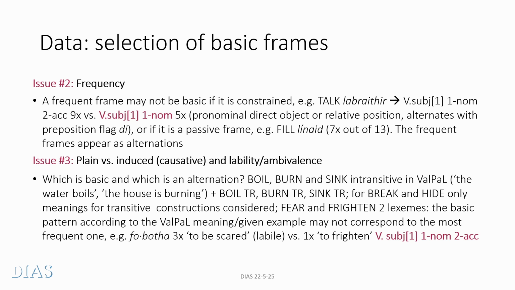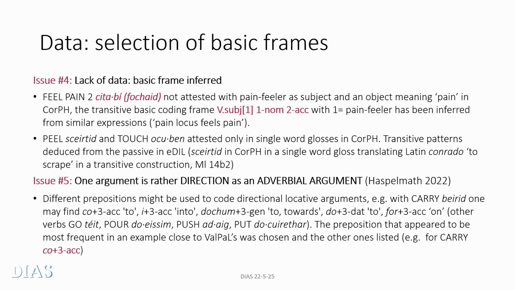Phobotha occurs most frequently as an intransitive, but since it was chosen as the counterpart for frightened, the transitive construction was chosen. Sometimes the basic frame had to be inferred from a construction because you just had one example in the corpus. For example, for Kitabi Fakit, there is an example where rather than the pain feeler, the experiencer, you have the pain locus as a subject, the part that feels pain. So the transitive construction with pain feeler as subject has been inferred.